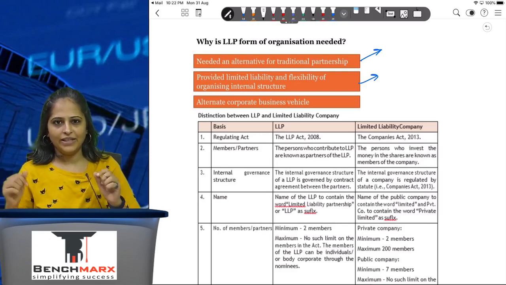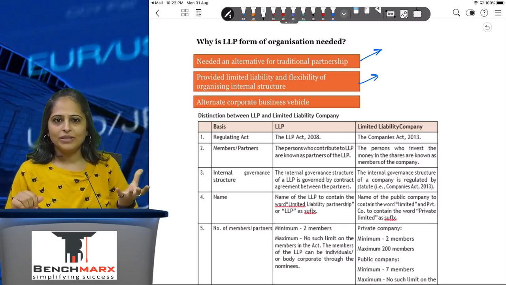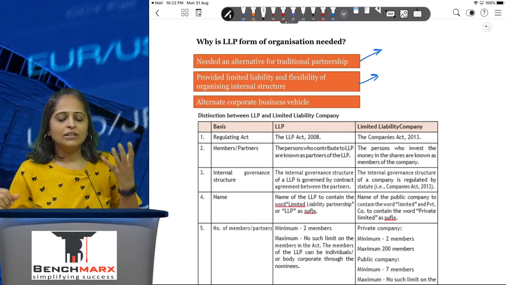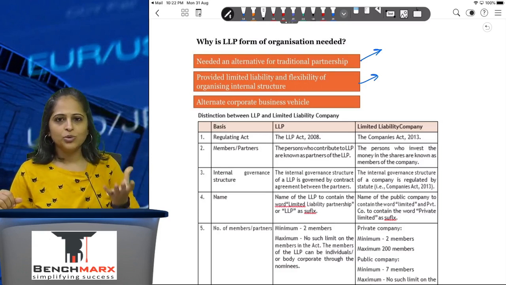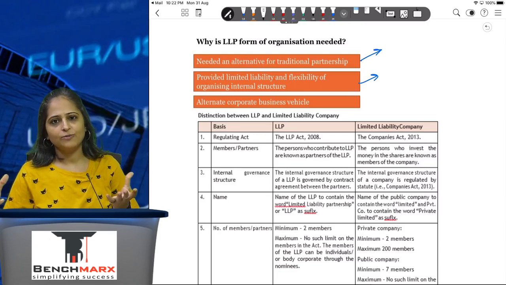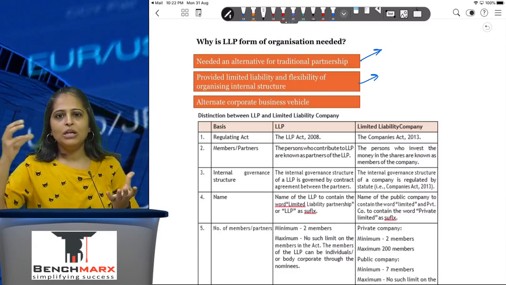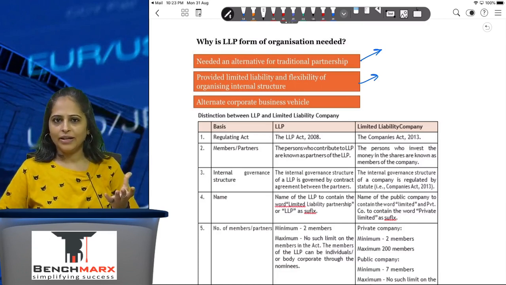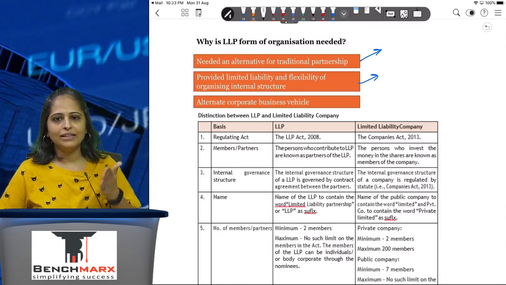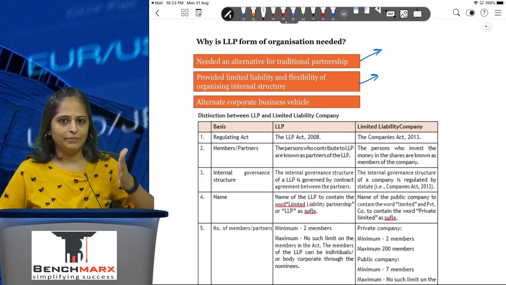Partnership firm doesn't have any such requirements. You have a common seal, here you don't have a common seal. The most important thing is the mutual agency concept in the partnership firm: the partner is liable not only to the firm, but he's also an agent of the other partners, whereas in the LLP Act he is an agent of the LLP only and he's not liable for the act of the other partners.